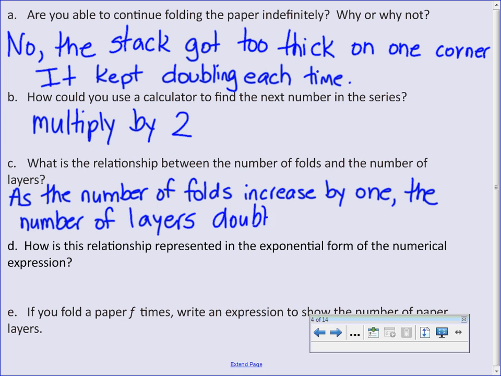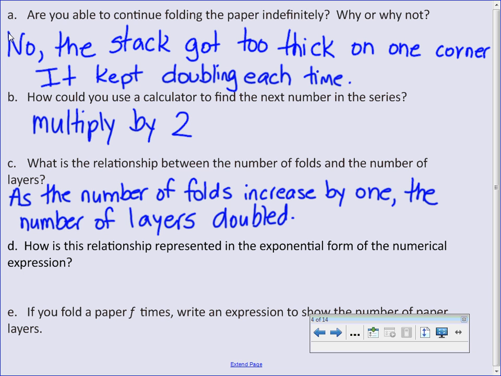So when you're writing about a relationship, you have to say, as one does this, the other does that. And you should have heard that in science too. As one does this, the other does that. So it's looking for the relationship. So as the number of folds increased by 1, the number of layers doubled.